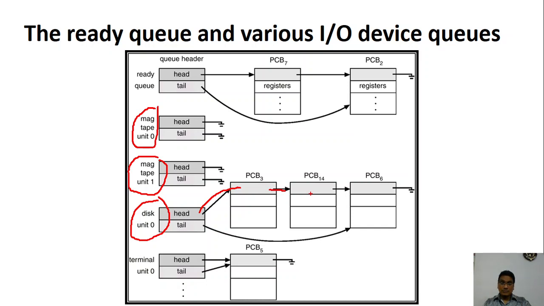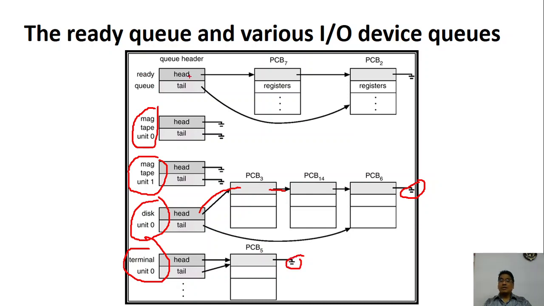Then process 14 is there, then process 6 is there, and it is waiting. Again, finally this has been grounded. Hope you've studied data structures, so you know the meaning of grounding. So you have one other terminal. There is one process which is waiting and it is grounded, nobody else is there.